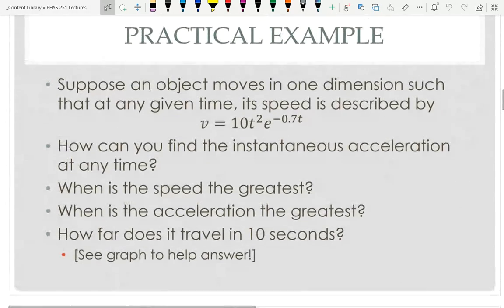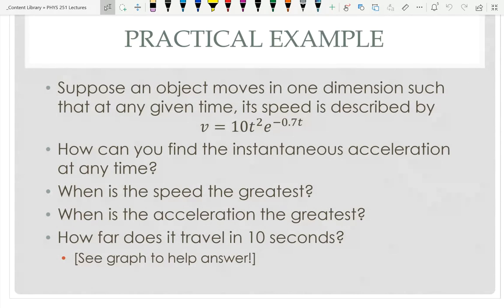So jumping right to a practical example. Suppose an object moves in one dimension such that at any given time, its speed is described by this function. How can you find the instantaneous acceleration? So this is a question of how, not do it, but how.